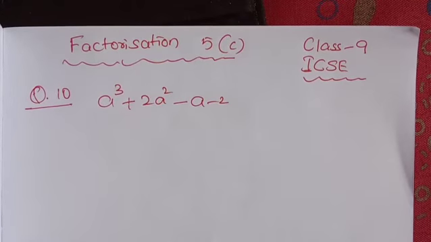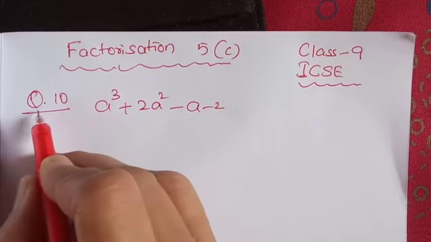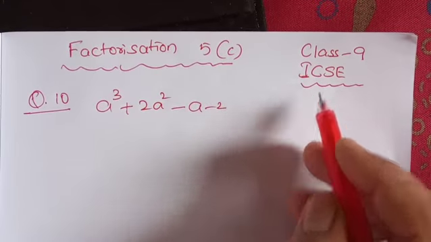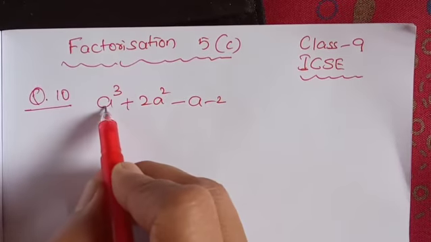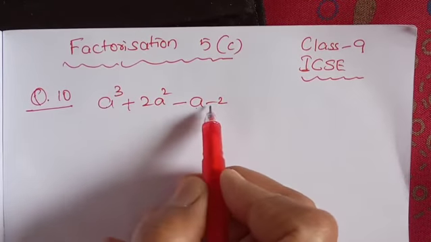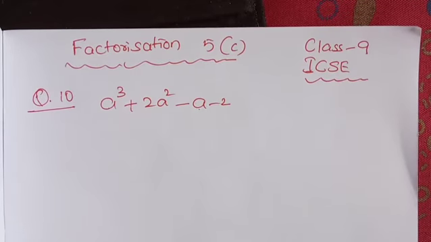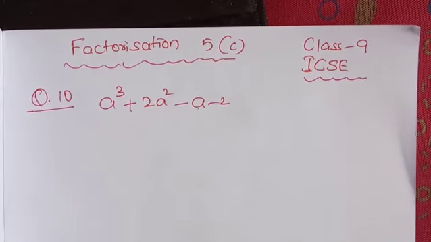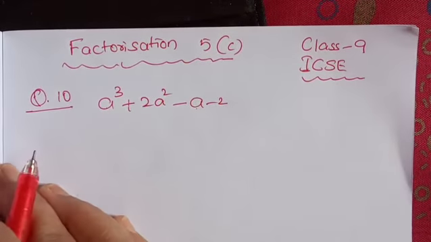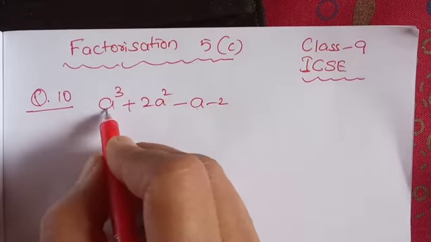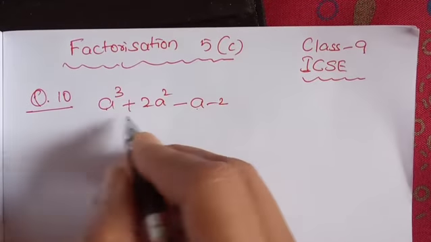Hello children, factorization 5C. Today we continue with part of the 10th question, and this is a Class 9 Maths ICSE board question. So this is a cube plus 2a square minus a minus 2. We have discussed 3-4 methods of factorization already. So this is also the same splitting method kind of question. So now here a cube plus 2a square minus a minus 2.